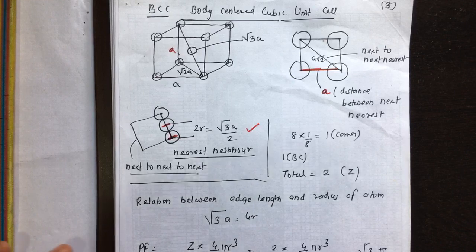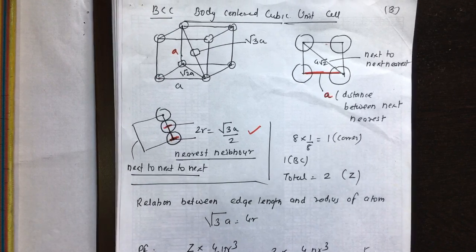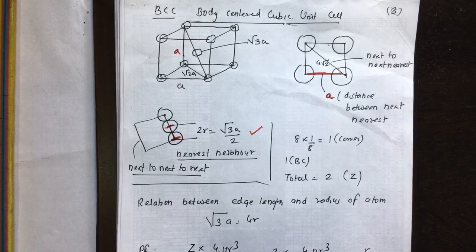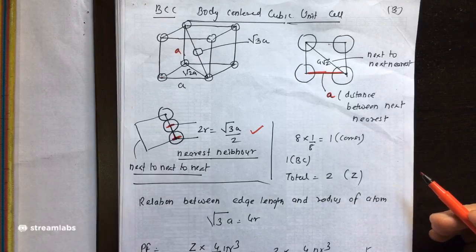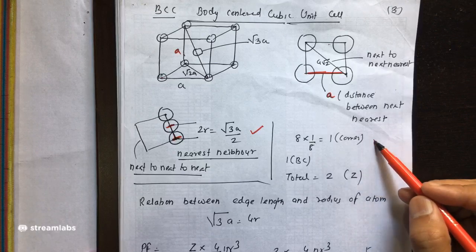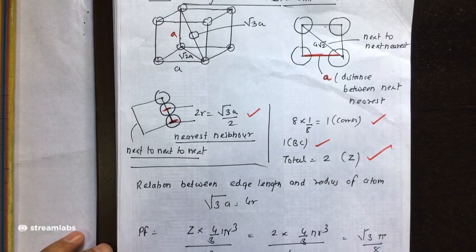root 3a is equal to 4r. So this is very important. They will ask in the examination, in case of BCC, the nearest, next nearest, and next to next nearest. As far as the unit cell content is concerned, that is Z, which is equal to 8 into 1 by 8 is equal to 1. Body center contribution is 1. Total has been taken as 2. This is called the Z unit cell content.